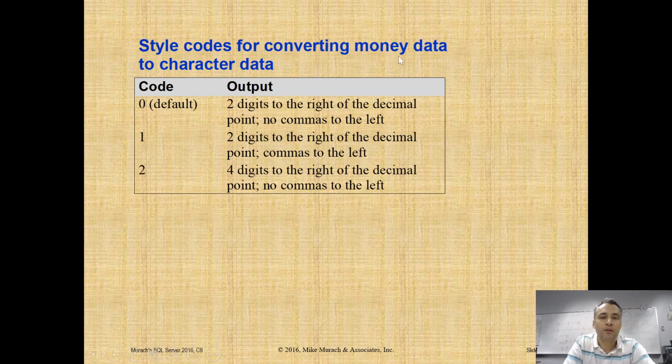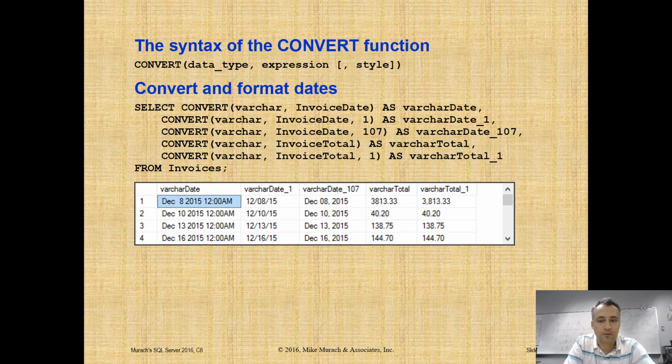Okay. Converting money to character. So when we had style 1, 2 digits to the right of the decimal point, commas to the left. So every third digit would have a comma before it. And that's what we have seen in that example right here. So this comma is because the style was selected as 1, and we were converting from money to varchar.